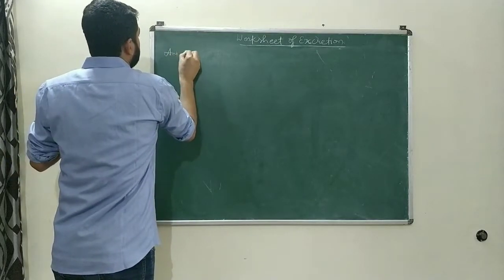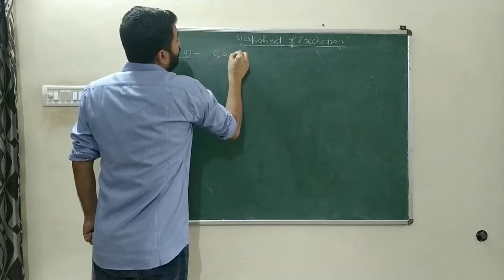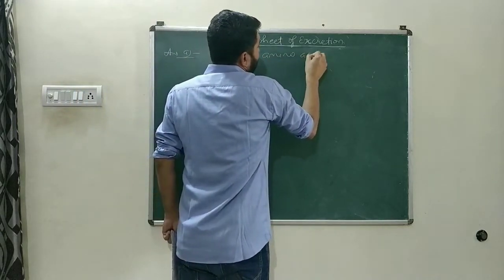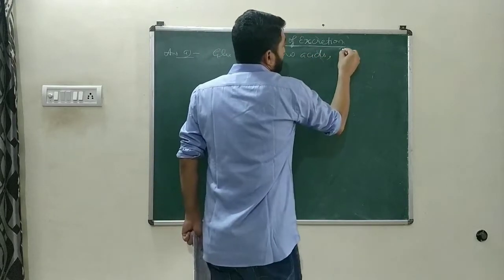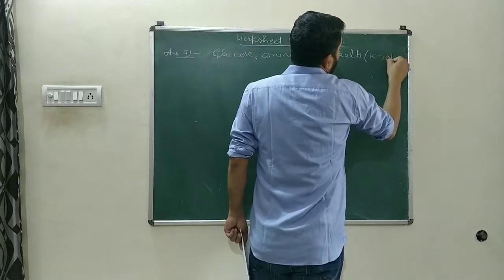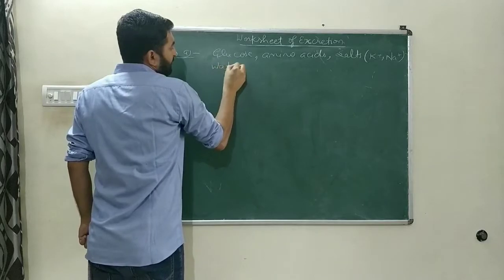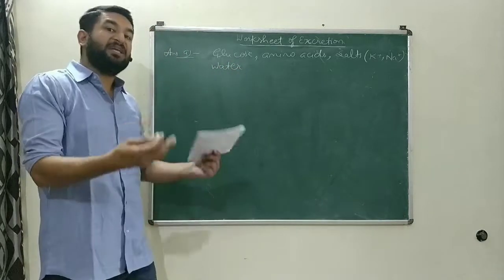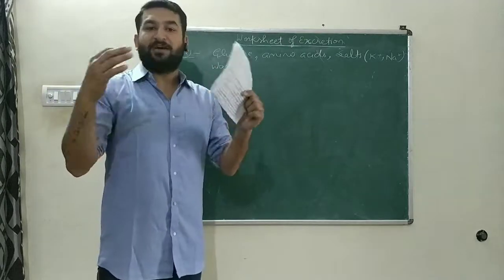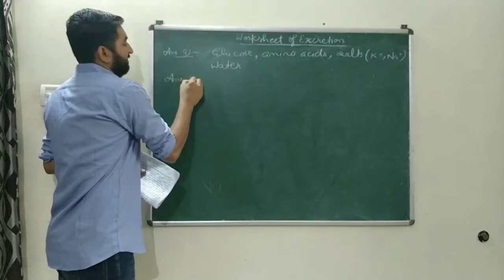And the raw materials which are reabsorbed are glucose, amino acids, salts, especially potassium ion and sodium ion, and the last one is water. These are the four materials which are reabsorbed from the filtrate into the blood, into the capillary network again. Then answer number 10.